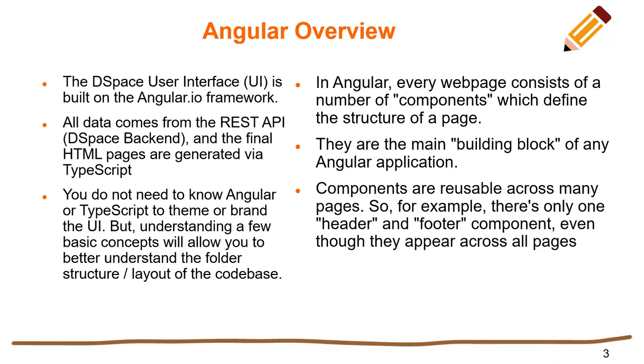So in Angular, every web page consists of a number of components which define the structure of a page. Okay. Each page has a different component. Based on that component, it retrieves the data from the server. They are the main building block of any Angular application, in TypeScript. Components are usable across many pages. For example, there is only one header and footer component, even though they appear across all pages. Like this, it has been distributed as components, which are usually used in many pages.